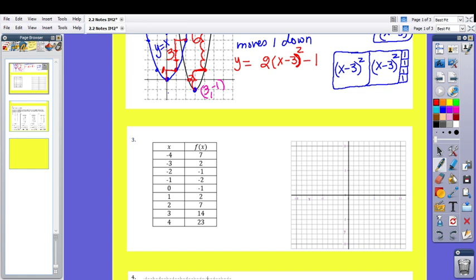In this one, you have the table given. So first we will find out what the vertex of this is. So the numbers around it, they repeat. So let's find out.